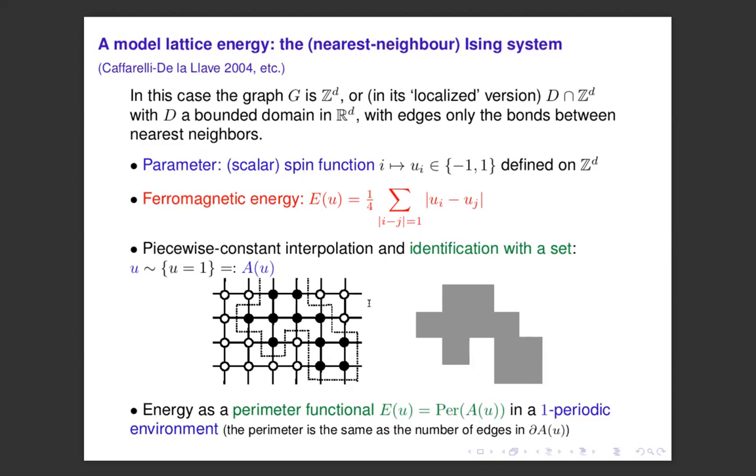So the idea here is to identify each spin function again with a set. And this set is very regular. It's a union of squares. So we identify each function u with the set where u is equal to 1. These black nodes, say. To every black vertex, we associate the unit square centered in the vertex, and then you take the union of the squares. Now we see that this energy is just the perimeter of this set.